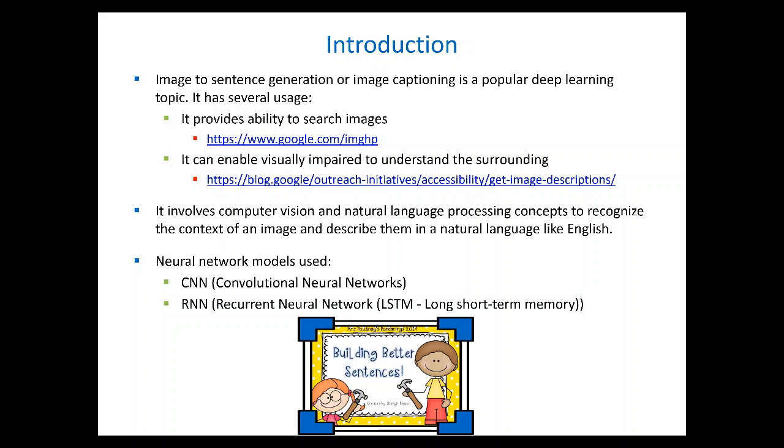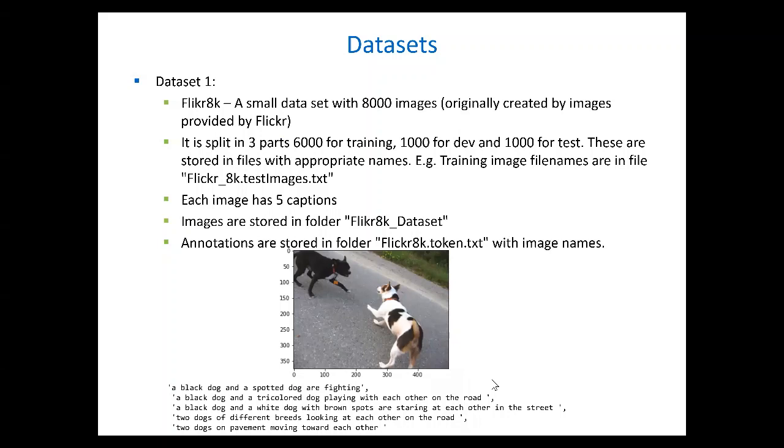This involves computer vision and natural language processing. The neural network models used for this technology are CNNs and RNNs. So let's start building better sentences. Let's move forward.